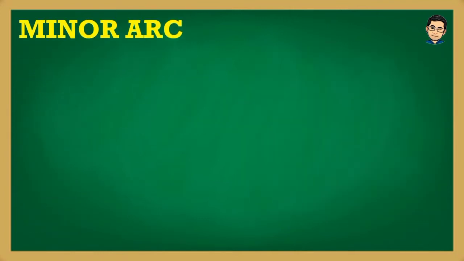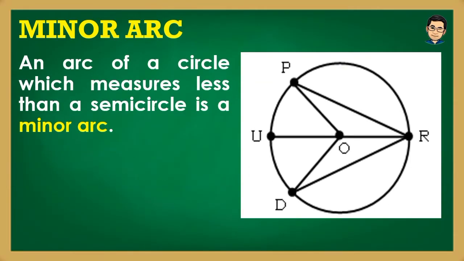Next, let's have minor arc. An arc of a circle which measures less than a semicircle is a minor arc. So, if the degree measure of semicircle is exactly 180 degrees, kapag minor arc naman po ang ating mini-measure, less than po siya ng 180 degrees. Maaaring 179, 178, 100, up to 1.